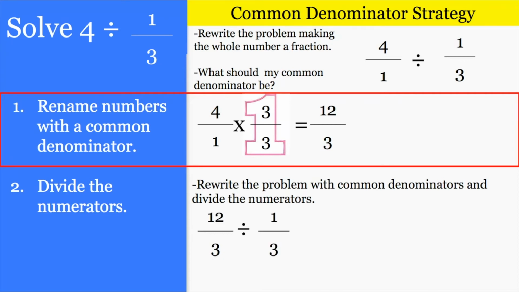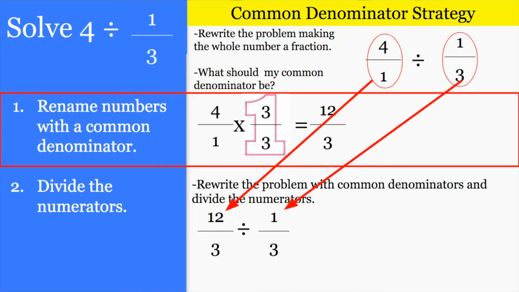Now, I want you to notice something. You see how I had 4 over 1? I renamed it as 12/3. And my 1/3 is right there. So I just want you to be careful that when you rewrite the problem, choose the equivalent fraction that has the common denominator. Because step 2 of this strategy says divide the numerators.